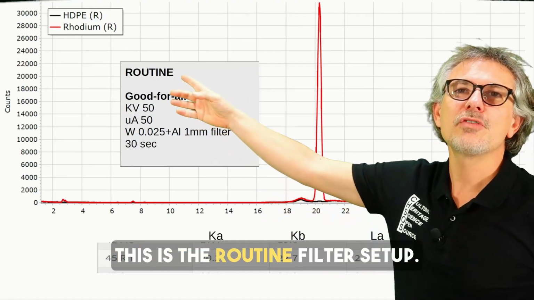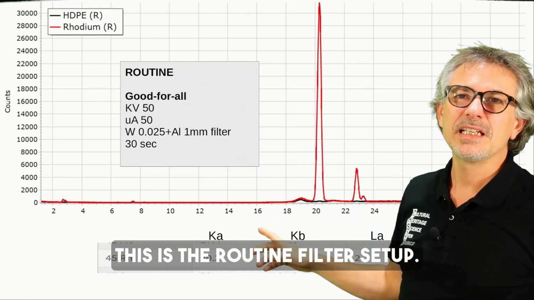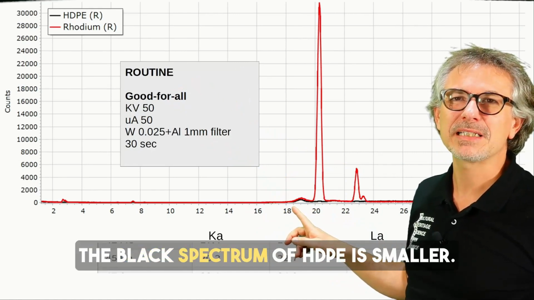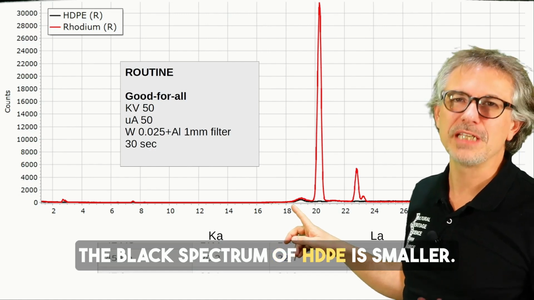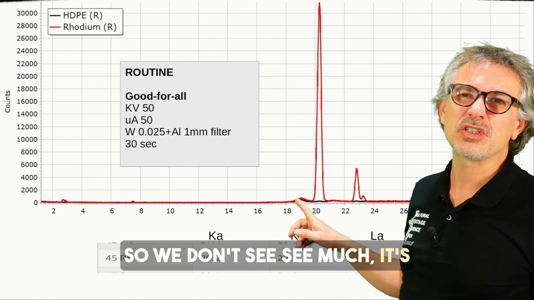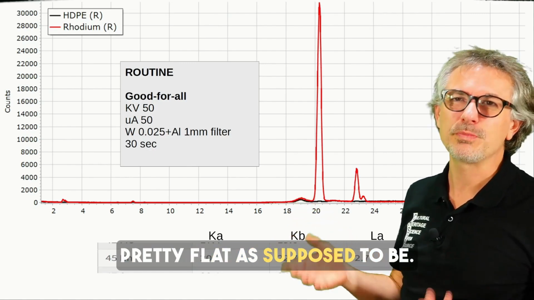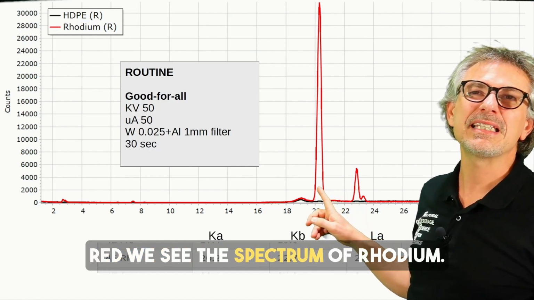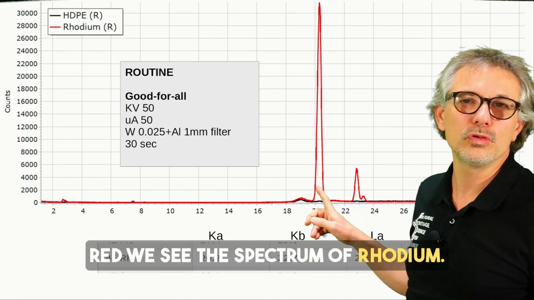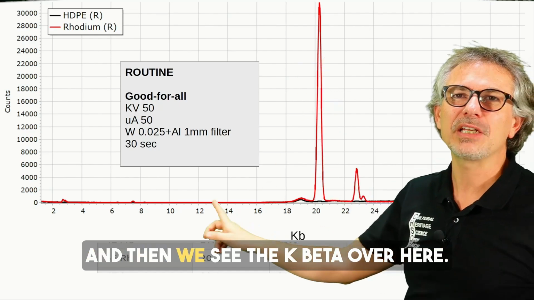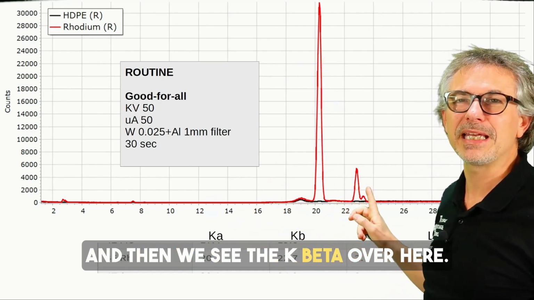This is the routine filter setup. So in this case, we see that the black spectrum of HDPE is smaller, so we don't see much, it is pretty flat as it is supposed to be. Then of course over here in the red we see the spectrum of rhodium. So we see the peak over here, the K alpha, and then we see the K beta over here.